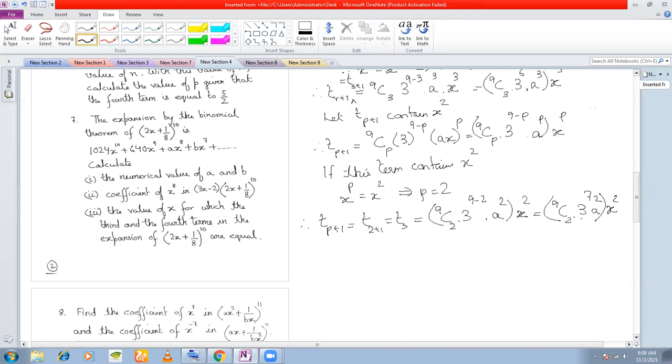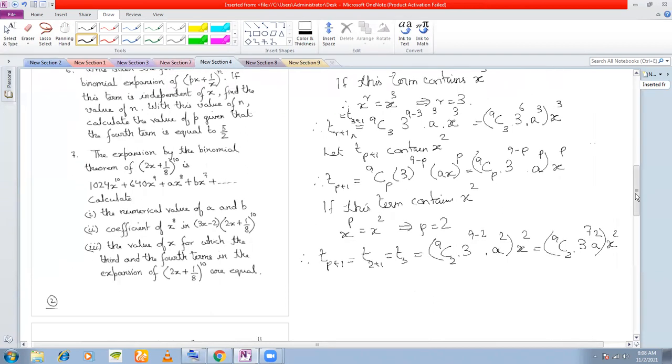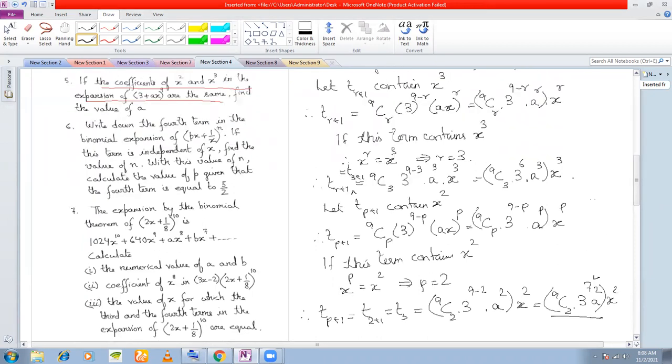Okay, now what is it given? If you read the question, it is given that the coefficient of x square and x cube are the same. It is given the coefficient of x square and x cube in the expansion of (3 + ax) to the power of 9 are the same. So if these two are the same, that means this coefficient here, this part must be equal to this part.